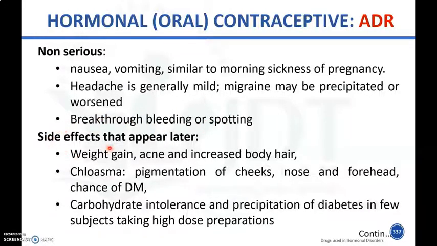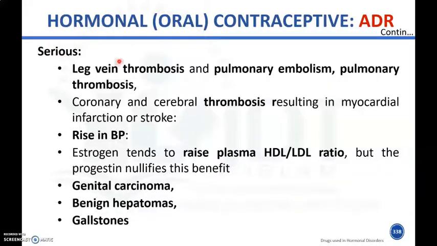Now, there are some adverse drug reactions which appear later, after long use of hormonal contraceptives, like weight gain, acne and increased body hair, then chloasma, which is pigmentation of the cheek, nose and forehead. There is also a chance of diabetes mellitus because there may be some carbohydrate intolerance, so it will precipitate diabetes in a few subjects. Then there are some serious adverse drug reactions like leg vein thrombosis, pulmonary embolism and pulmonary thrombosis, coronary and cerebral thrombosis which may result in myocardial infarction.